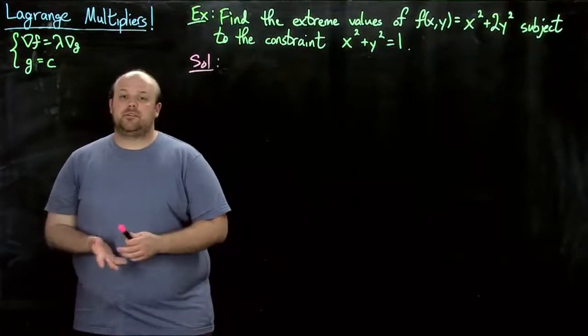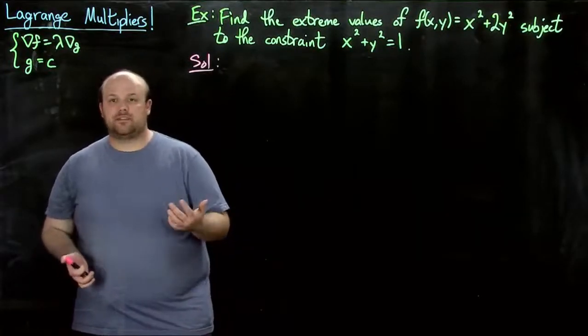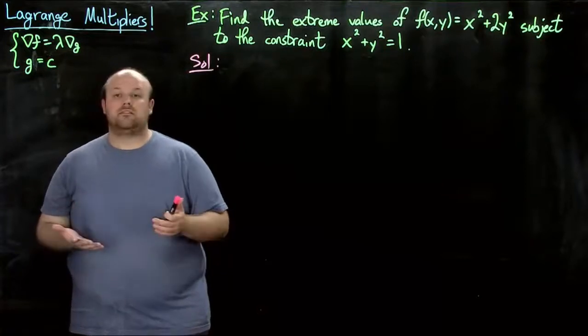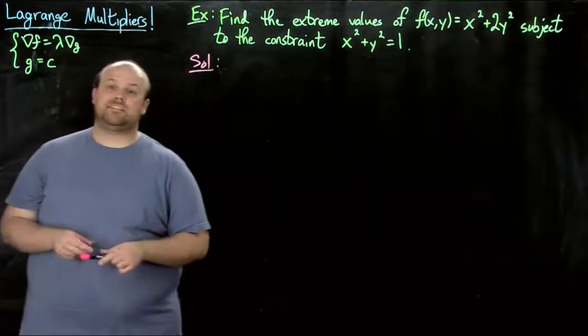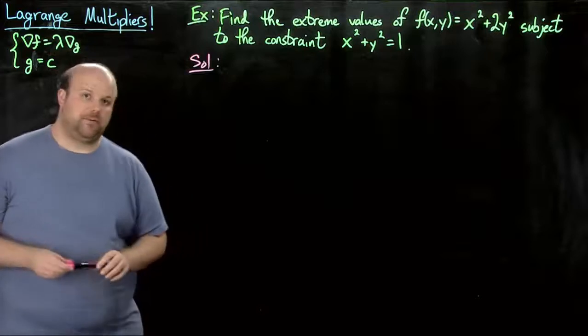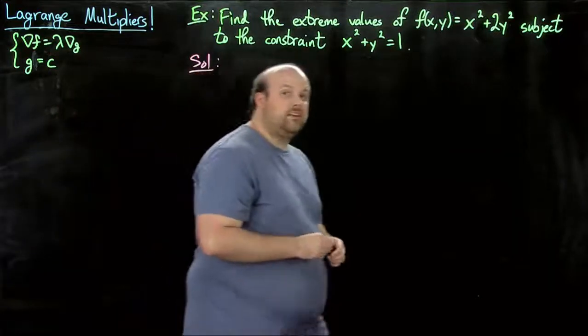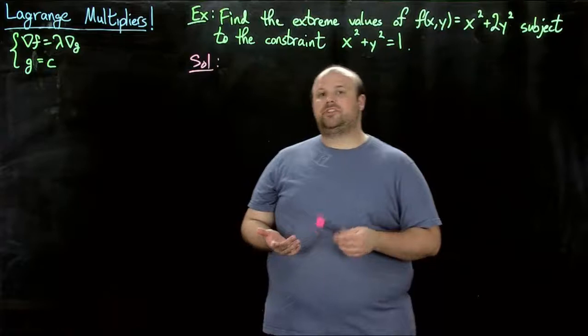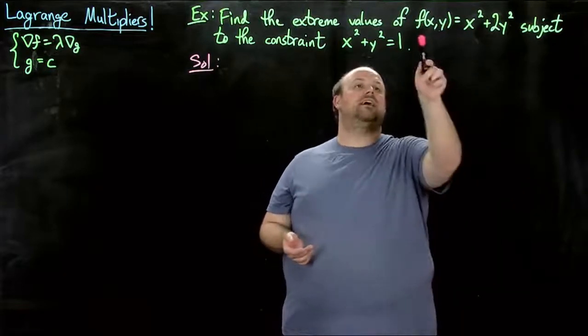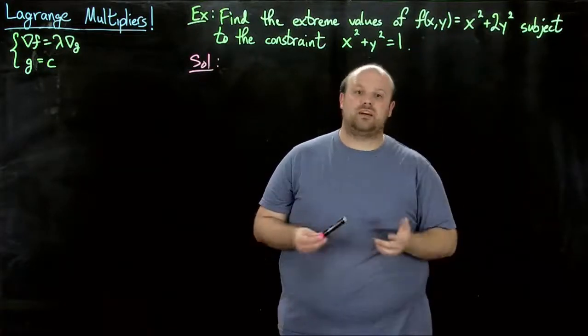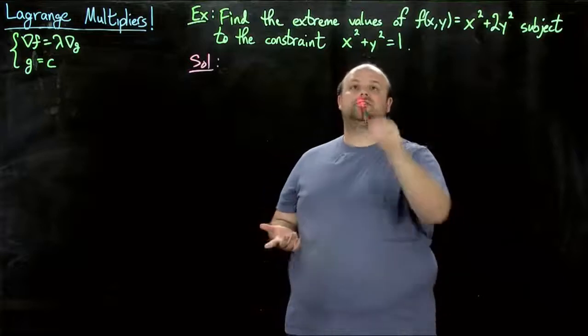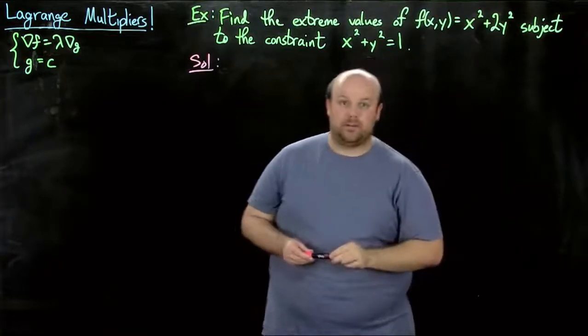All right, so now that we've seen how to do the technical bits of the Lagrange multipliers, now let's actually solve the example that was in the Mathematica video beforehand. Right? So in that video, we were looking at the situation where we're trying to extremize f of x, y equals x squared plus 2y squared, subject to the constraint x squared plus y squared equals 1.